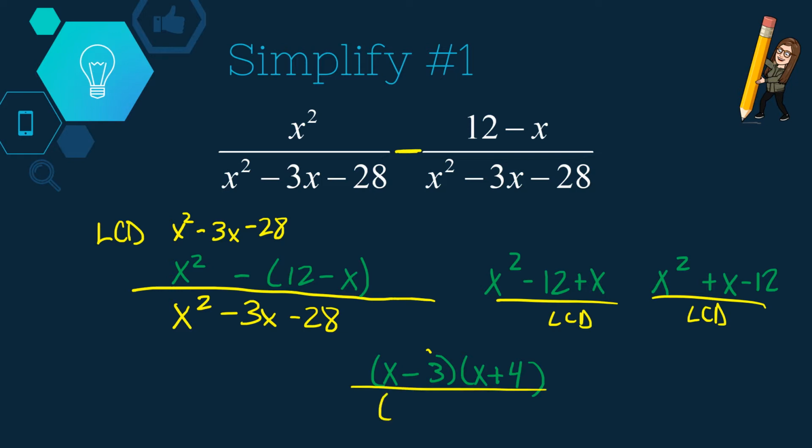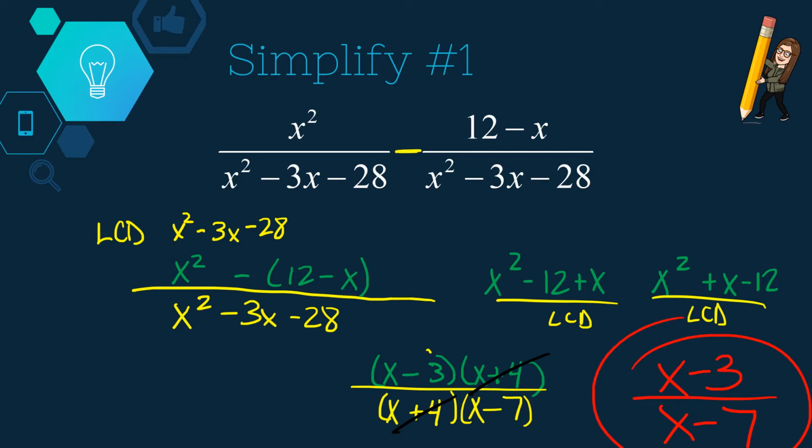And in the denominator, let's see, 28. 28, that needs a difference of 3. Let's see, 2 and 14, 4 and 7. 4 and 7 is looking promising. It would need to be a positive 4 and a negative 7. All right, so I do have that one last step because I can see now that I have a common factor. So my final answer is x subtract 3 over x subtract 7.